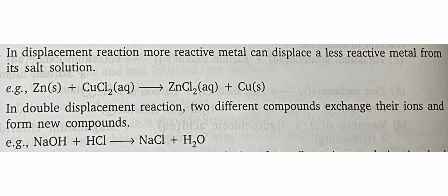Now next is the double displacement reaction. Here we know that two different compounds exchange their ions. Let us consider the example NaOH plus HCl gives NaCl plus H2O. Here you can see that Cl is getting displaced from HCl to Na and OH is getting displaced from NaOH to H, and NaCl and H2O are formed. So here two displacements are taking place. Cl is getting displaced to Na and OH is getting displaced to H. So it is a double displacement reaction.